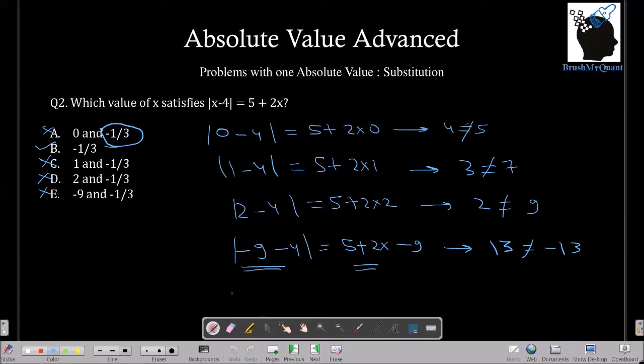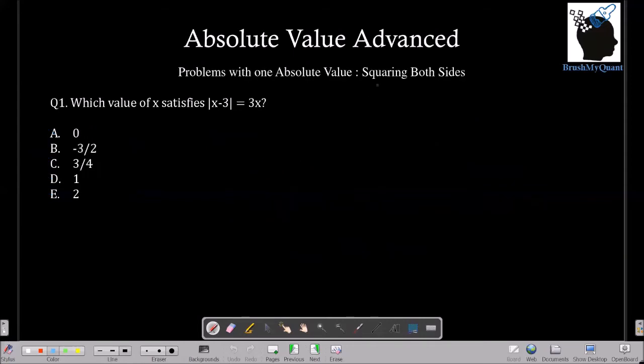Now we have seen substitution method. Let's go and try other methods. So in this method, we are going to square both the sides to solve absolute value problem. This is the same problem as we have done in case of substitution. But in this case, instead of substituting, we are going to square both the sides. And the way we're going to do that is whatever absolute value terms are there, we are going to bring that term to one side and everything else to the other side.